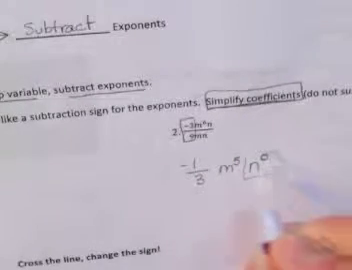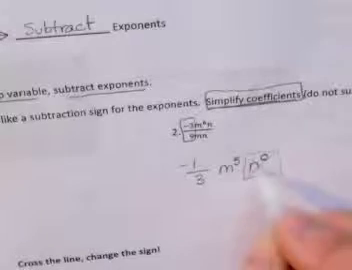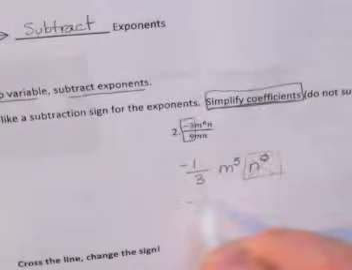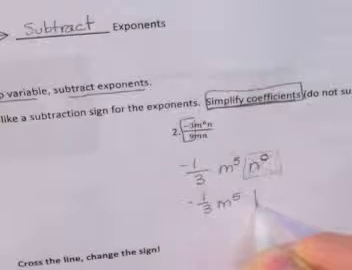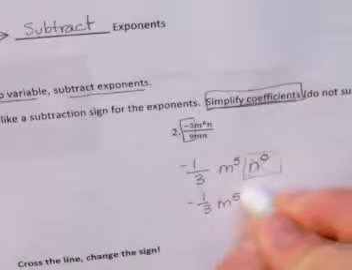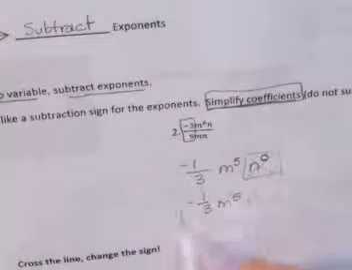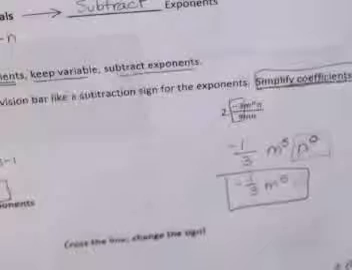And this is a really special event here because we know that anything to the 0 power is equal to 1. So this is going to end up being negative 1/3 m to the 5th times 1. And we typically wouldn't write that 1. So we would typically write the answer just like that. So when you are dividing monomials, that's how you want to do it.